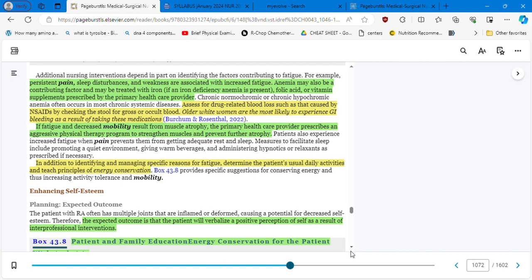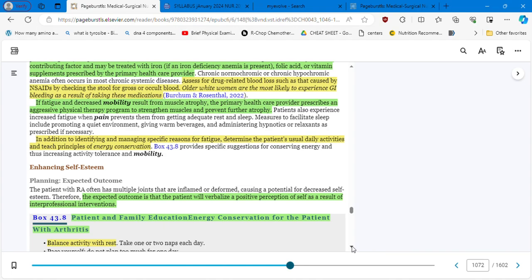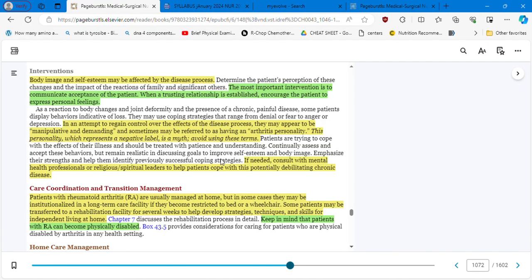So we need to enhance self-esteem. The expected outcome is that the patient will verbalize a positive perception of self as a result of interprofessional intervention and good family support. Good family support, right? Patient and family education.